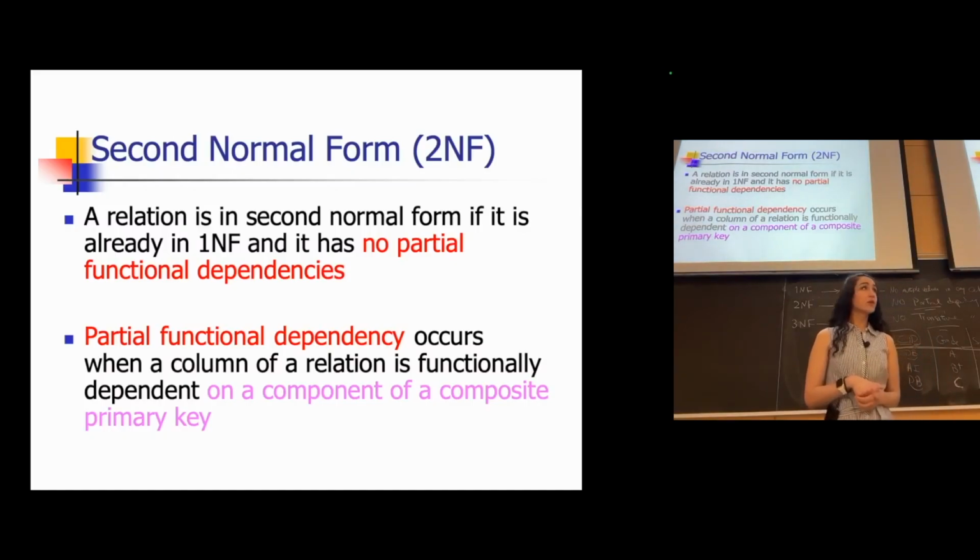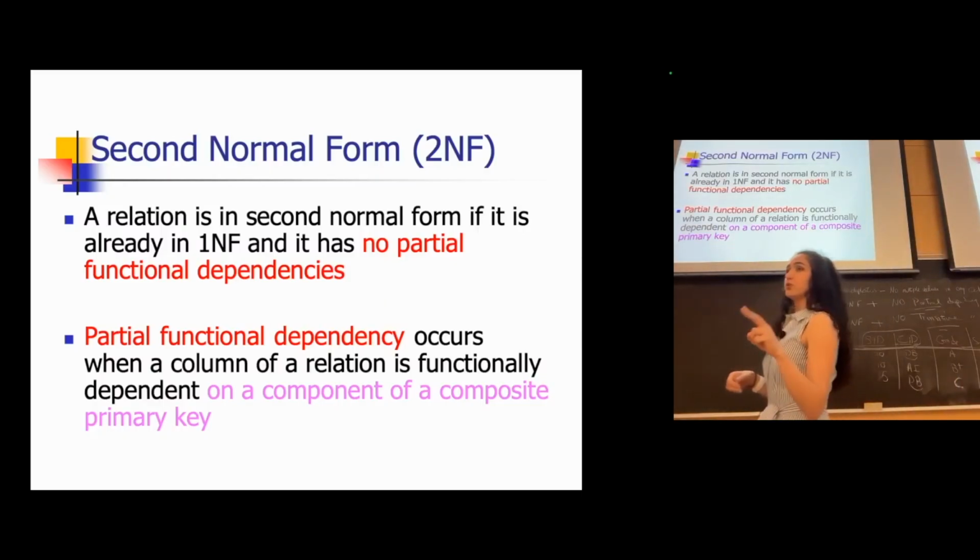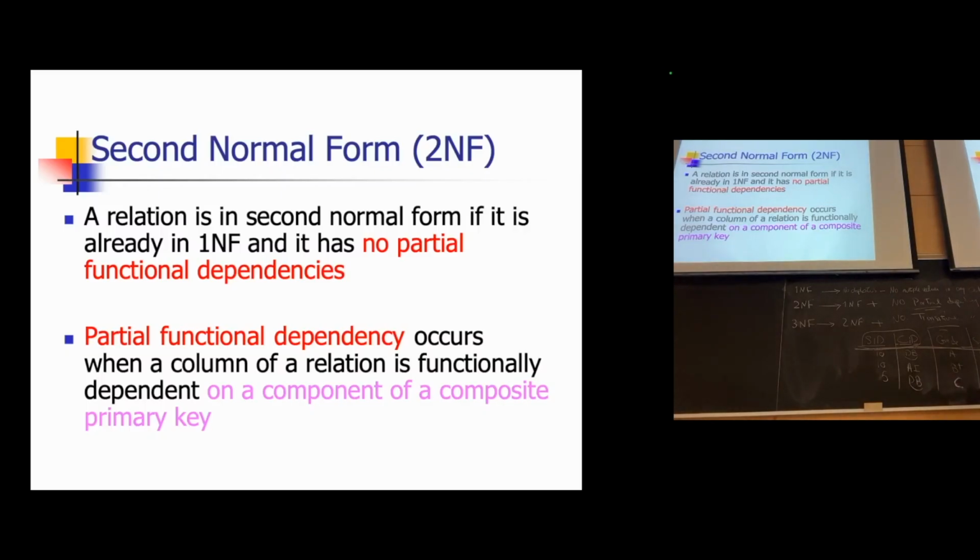Now, another question. There are 2 points that I want you to remember. First is that if we have a composite primary key, it means that it's just a hint that you look for it, right? But what if we don't have a composite primary key? Can we have a table with single primary key, but with partial dependency? Can you give me an example of a table with a single primary key that has partial dependency?